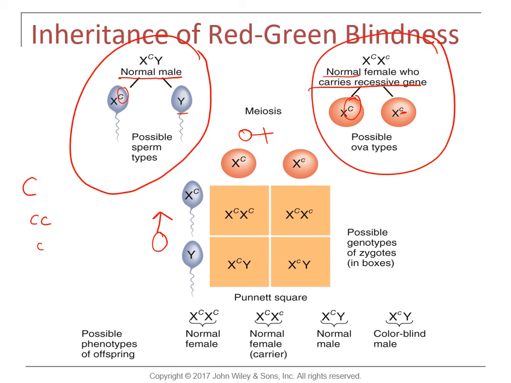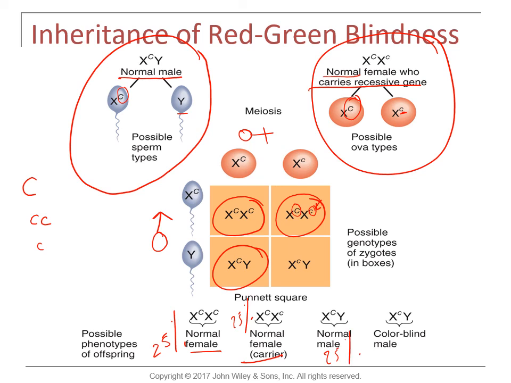As we can see here, 25% of the offspring are normal females, and 25% are females who are carriers because they have the big C and a little c. Then 25% are normal males because they have the capital C. And 25% are colorblind males because they have that one little c. So this is the end of chapter 29, Development and Inheritance.